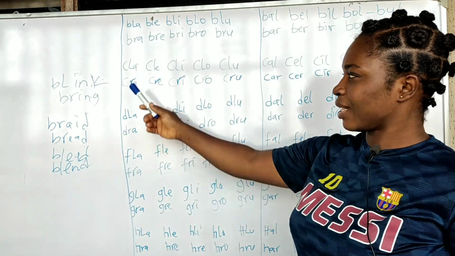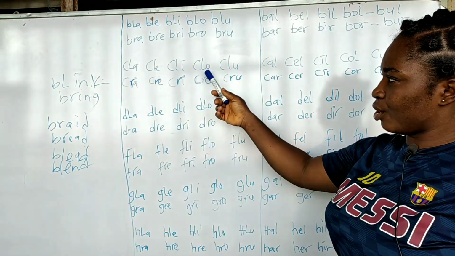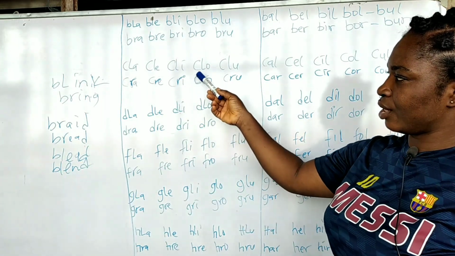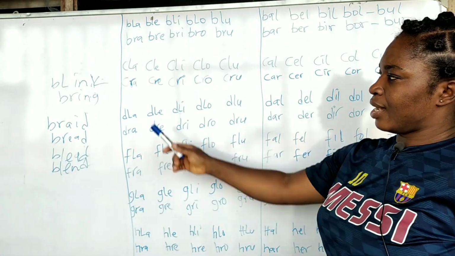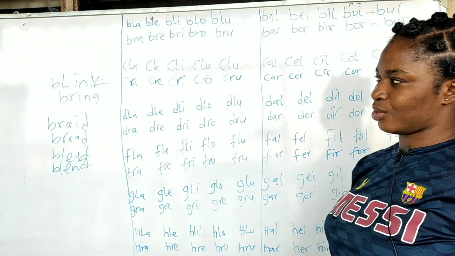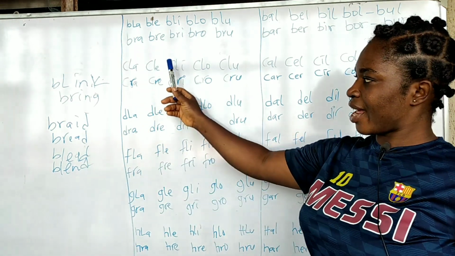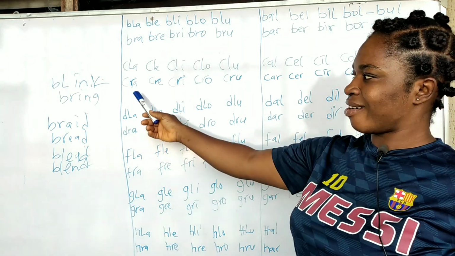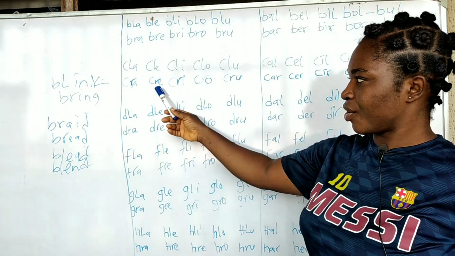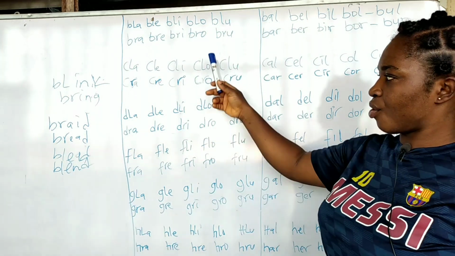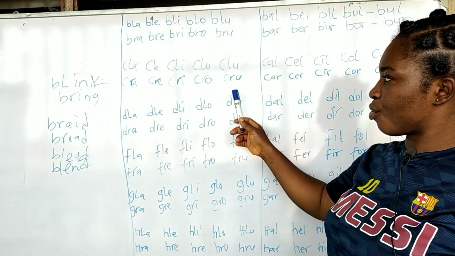Now let's go. Cla, cle, cli, clo, clu. Cra, cre, cri, cro, cru. So you have cra, crab, cre, credit, cri, crib, cro, crop, cru, crucial.